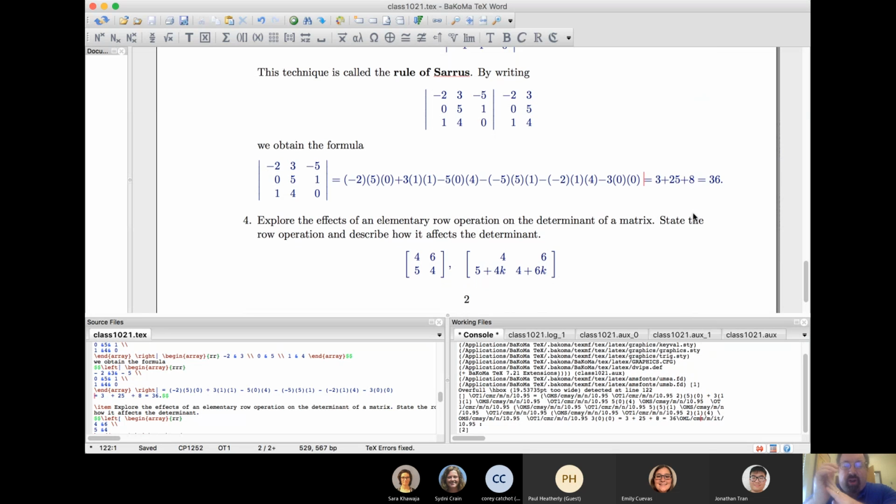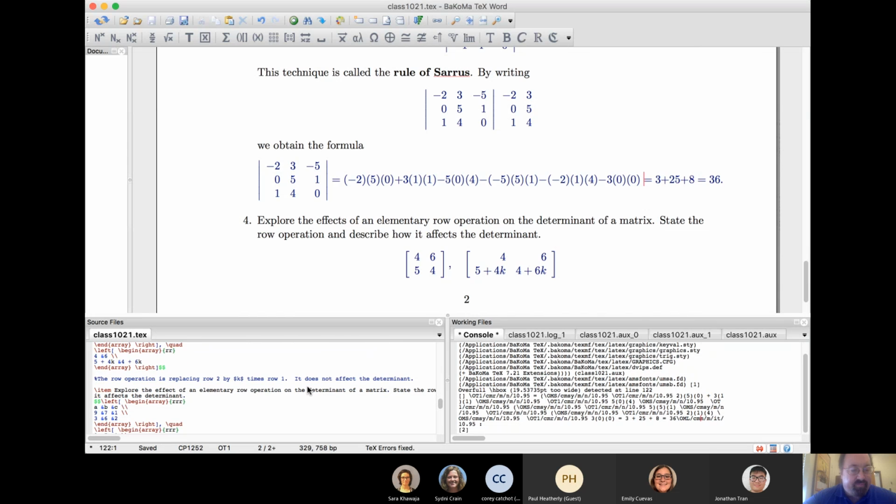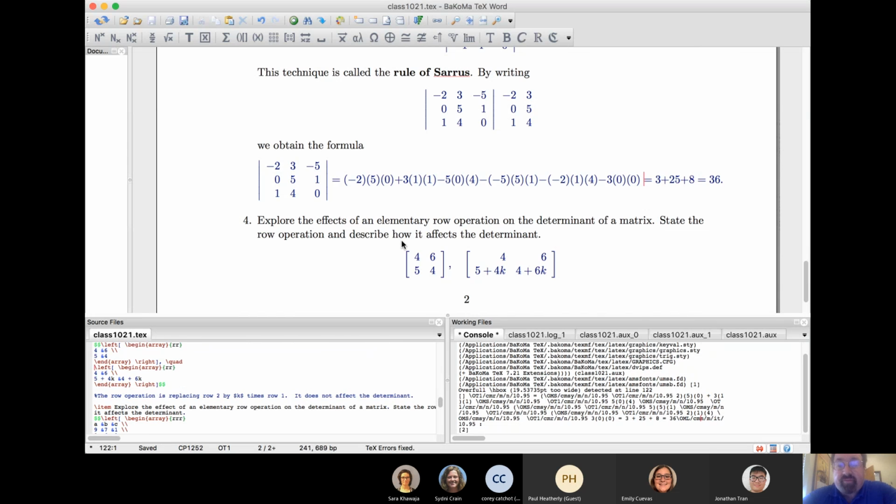Now, the next problems deal with what happens when you perform row operations on a matrix, and how does that affect the determinant? Now, remember we have 3 different row operations. One is this one, where you take a multiple of a row and add it to another row. There's also interchanging rows, and then there's multiplying a row by a scalar, so scaling a row. And what do all those do to a determinant?